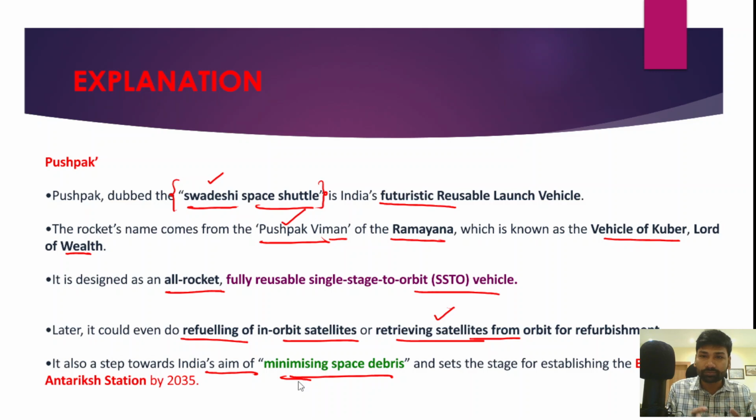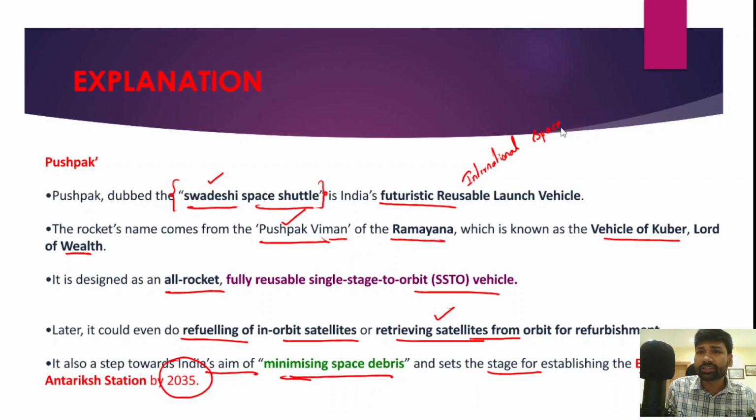And therefore, Pushpak actually sets the stage for establishing the Bharatiya Antariksha Station by 2035. In fact, we want to build an Indian space station by 2035 in the low Earth orbit. As of now, there is an International Space Station, right? We all know about that. There is already an International Space Station.